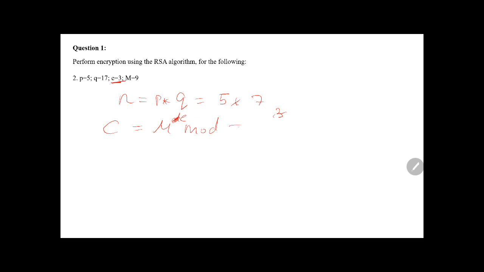What we are doing now is 9 power 3 modulus N, which is equal to 85. So this is equal to 49.